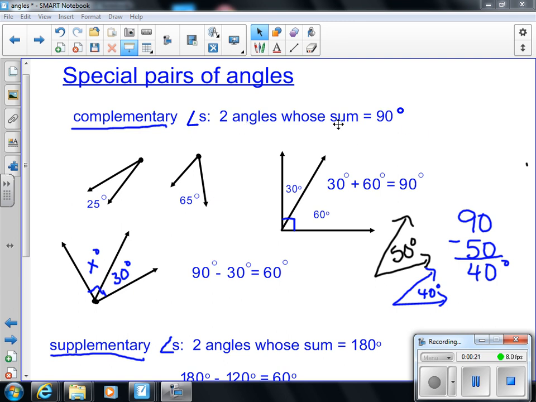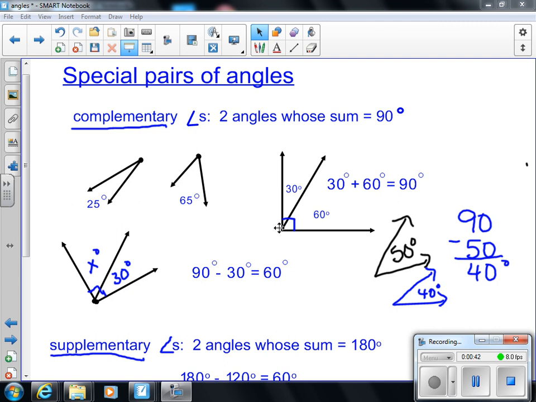Now what's sum mean? You add, okay? You add them up and you get 90 degrees. So any two angles whose measurements I can add up to be 90 degrees, we call those complementary. Complementary. Now they don't necessarily have to be adjacent to be complementary.